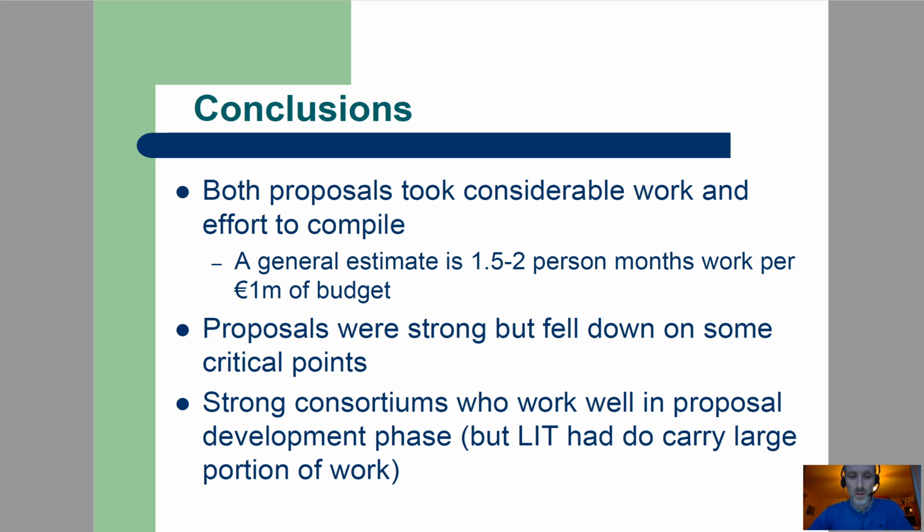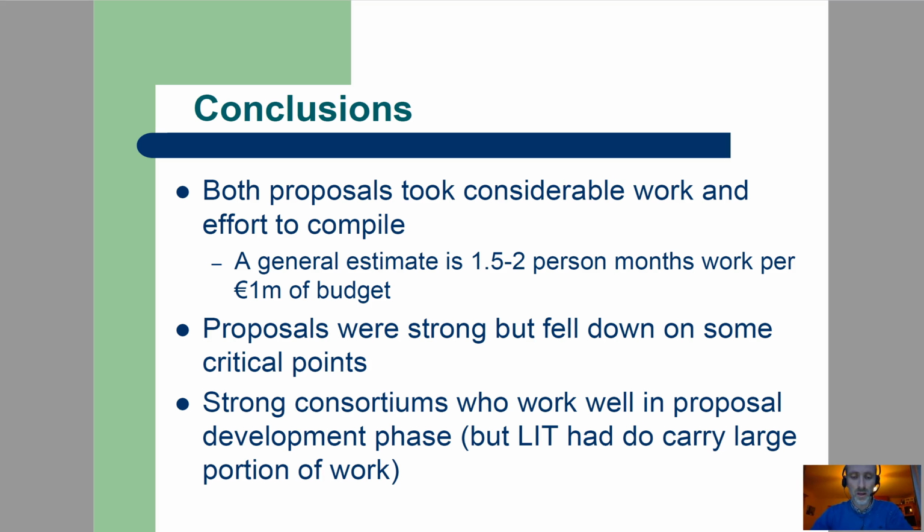So let's look at some conclusions. Both those proposals that we talked about take considerable work. So in total across the whole consortium, if you add up the work involved, it's about 1.5 to 2 person months of work per 1 million euros of budget. So that's a rough rule of thumb you can use for future proposal development.